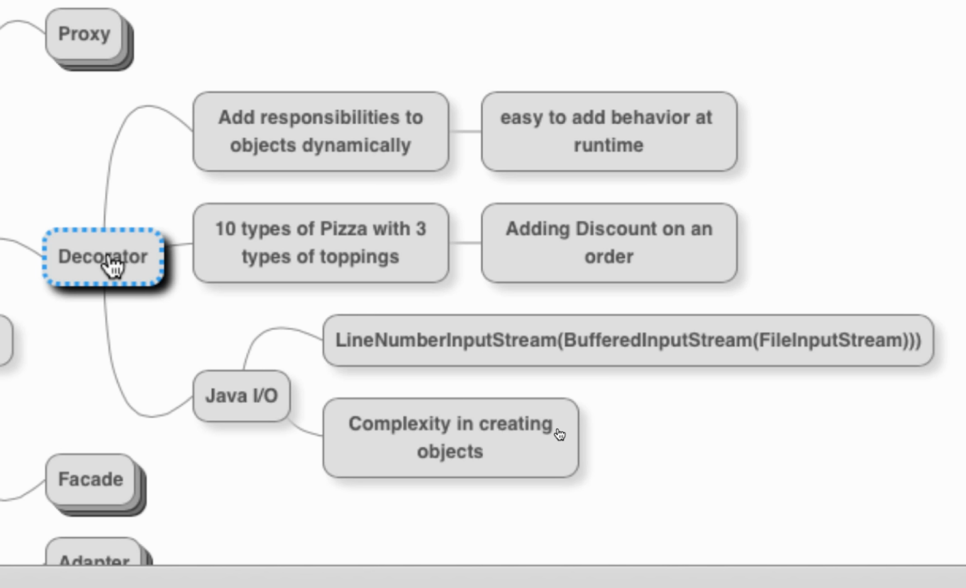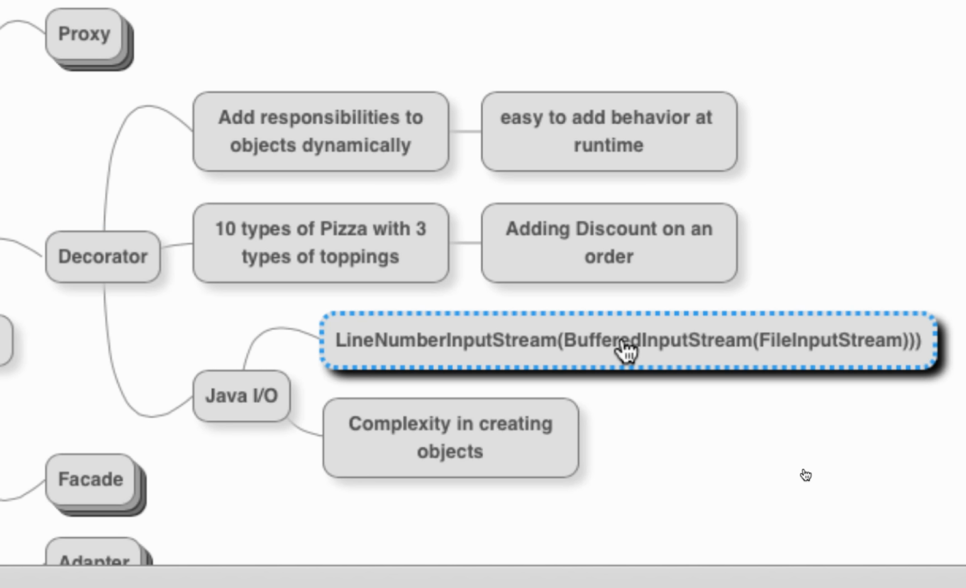Whenever you go for a decorator pattern, one of the disadvantages is creating the entire sequence. Since it's dynamic, it's a little complex. There isn't a single class called line buffered file input stream.